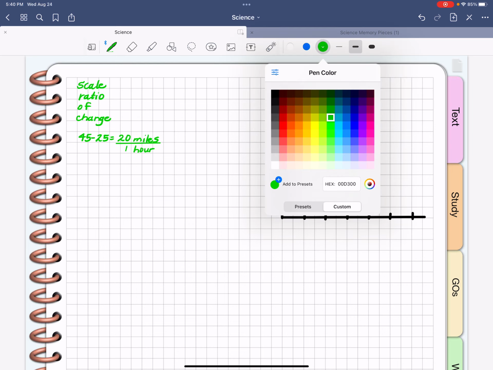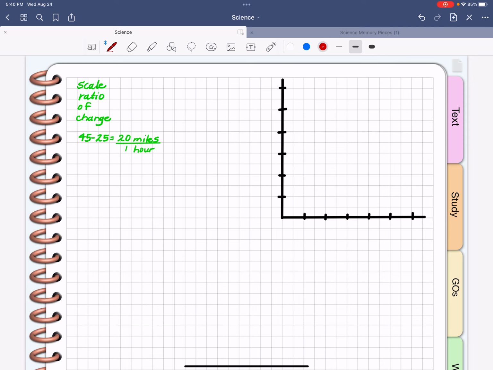So the if-then statement would be something like this. If Jack drives, X is total driving time, so that's time. If Jack drives 1 hour, then he will travel 20 miles.